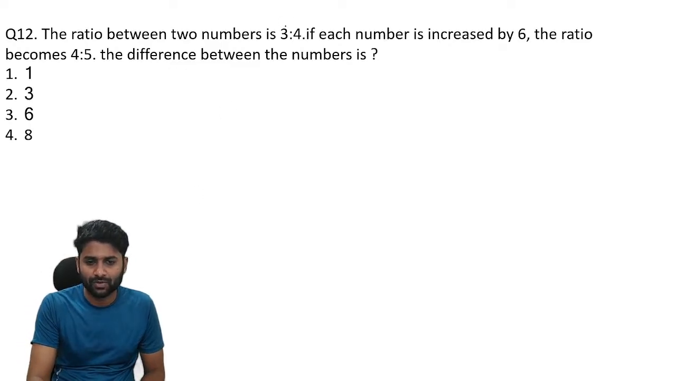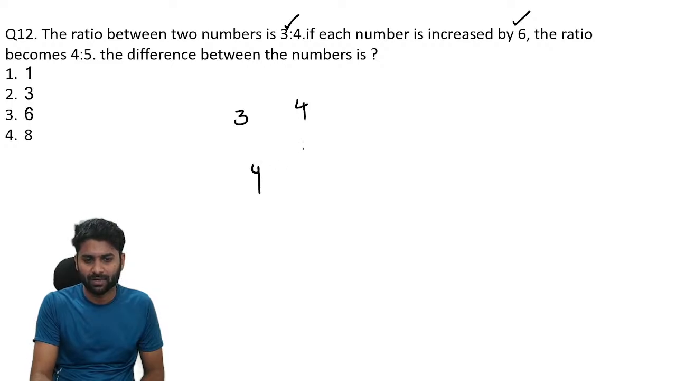So the ratio of two numbers is 3 is to 4. If each number is increased by 6, the ratio becomes 4 is to 5. So initially 3 is to 4, later it becomes 4 is to 5. They clearly mention that each number is increased by 6.